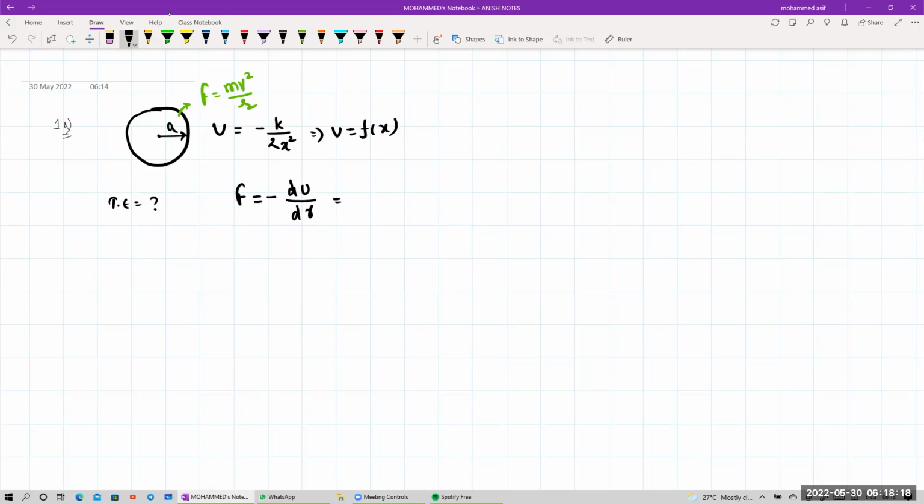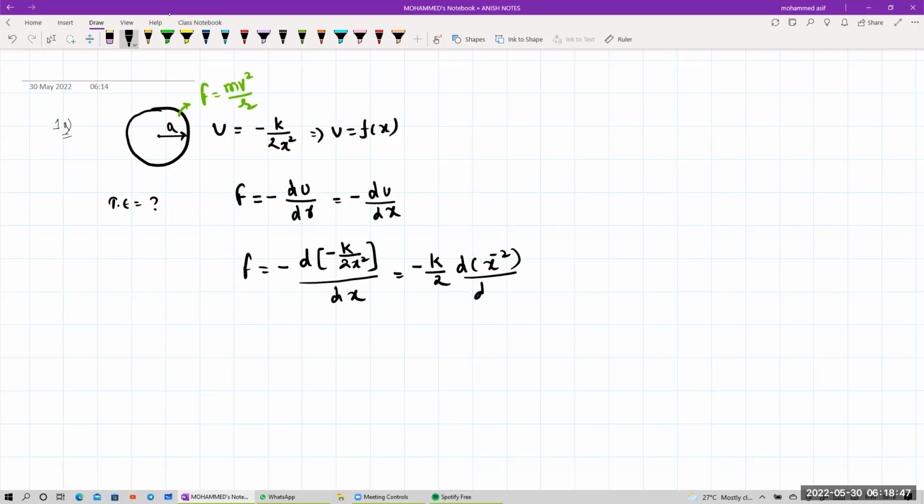So this can also be written as minus dU divided by dx. So the F value will be equal to minus d of the U value, which is minus k by 2 into x square, divided by dx. In this one, minus k by 2 is outside, and this will become differentiation of x power minus 2 divided by dx. Right?